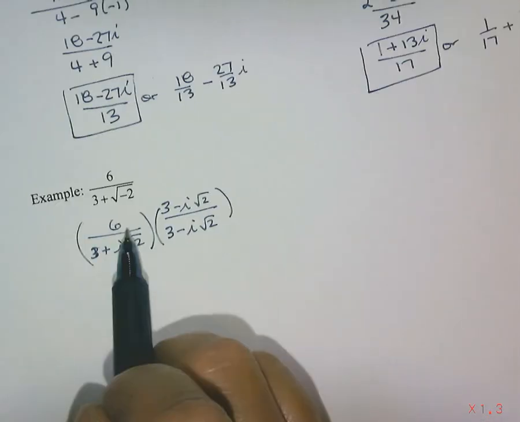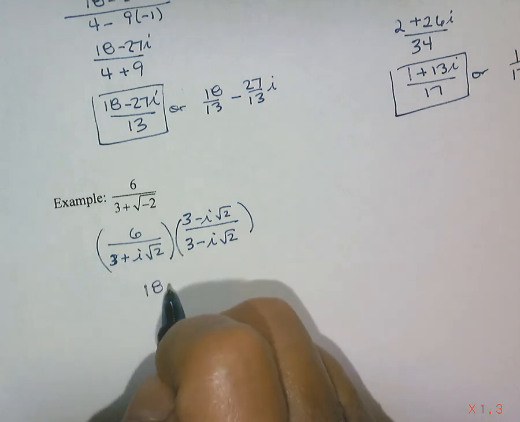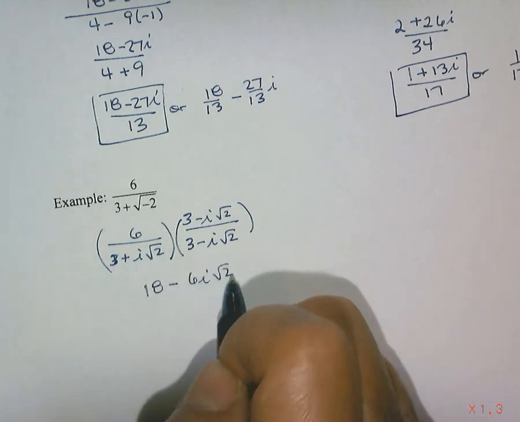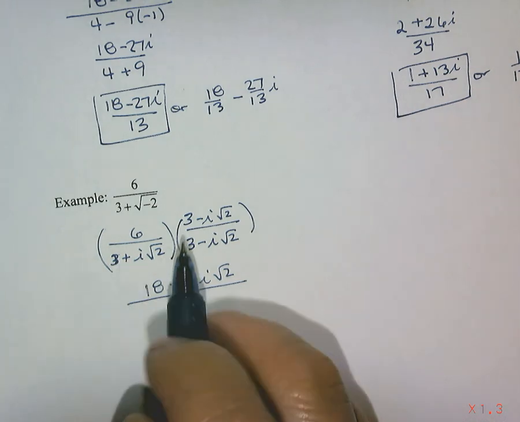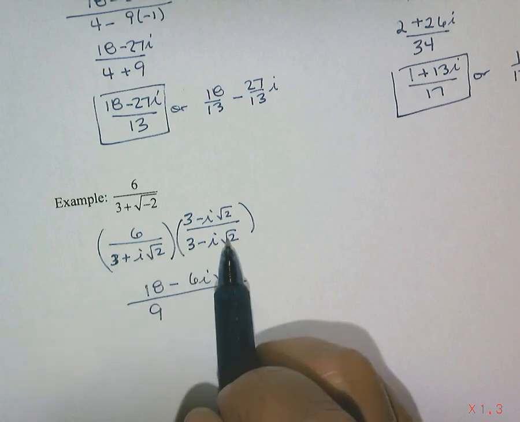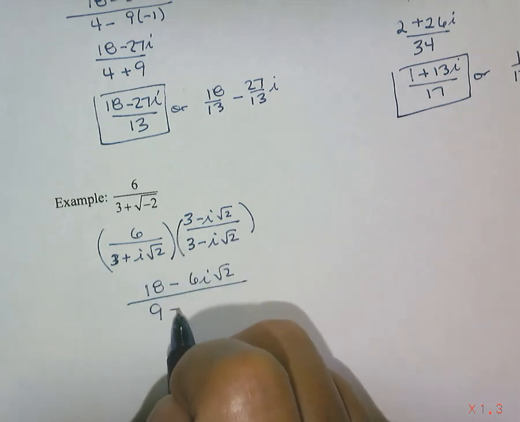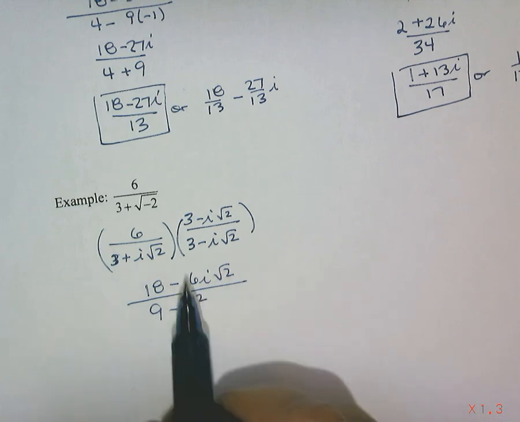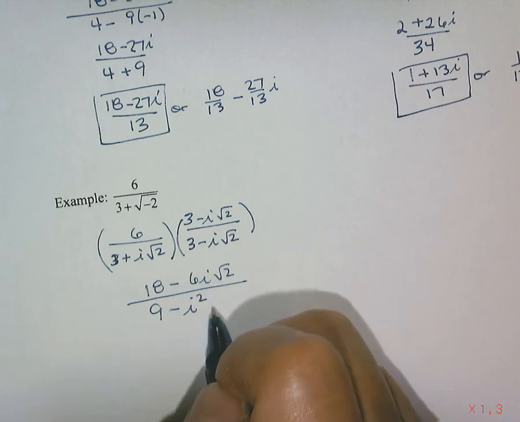Just multiply carefully. 6 multiplied by 3 is going to be 18 minus 6i square root of 2. When I multiply my denominator, 3 multiplied by 3 is 9. I remember my middle terms are going to cancel out. So minus 3i square root of 2 and a positive 3i square root of 2 is 0. So I'm going to have minus i squared. I multiplied by i. Square root of 2 multiplied by square root of 2 is the square root of 4, which is 2.